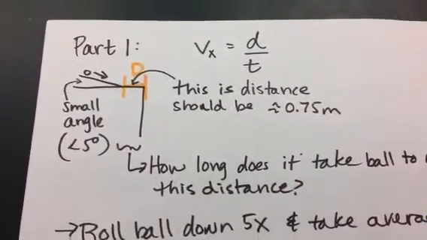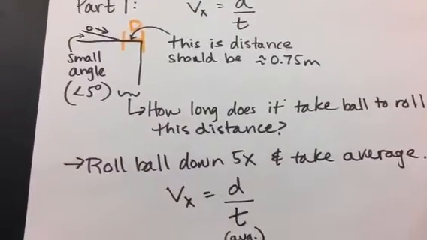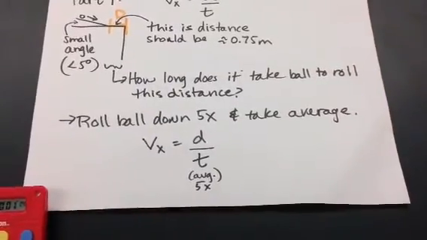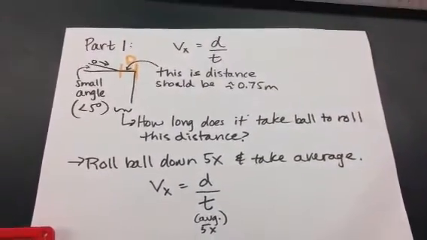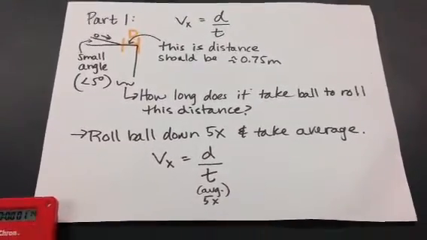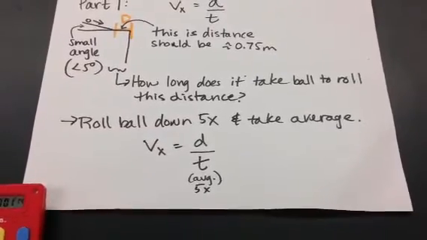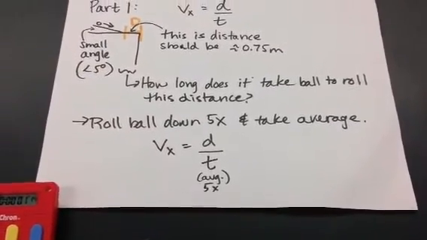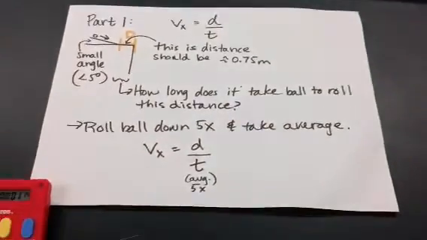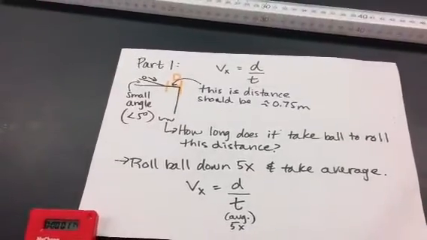So for part one, that's the distance, and that should be, like I said on here, 0.75. Let's shorten that to 0.5. Small angle. How long does it take the ball to roll this distance? And that will be our horizontal velocity. Do this 5 times and take the average. So the speed or the velocity of that ball is the distance, in our case 0.51 meters, divided by the average time. And that is all we need to do for part one.